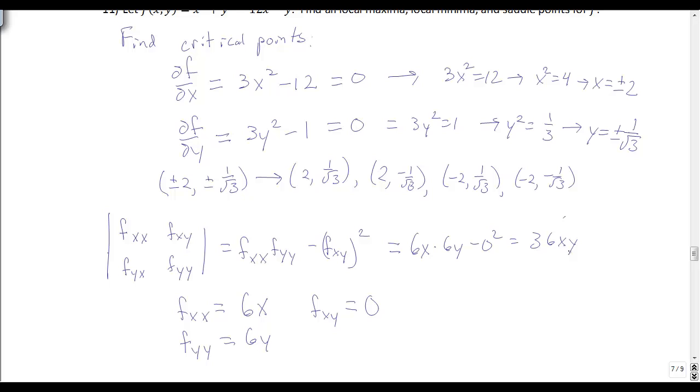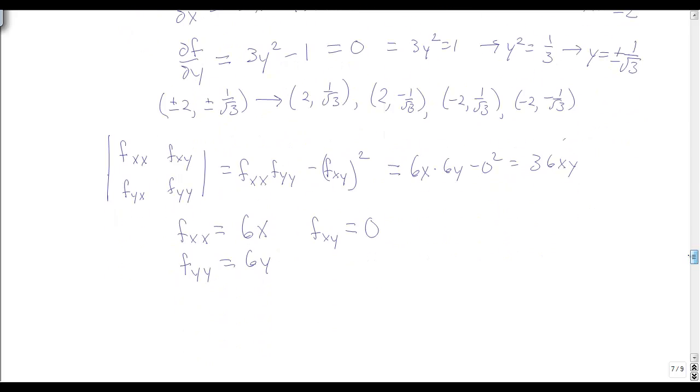This is our discriminant. For a local min or local max, we need this discriminant to be greater than 0, or equal to 0, but then that's a boundary case where we have to figure out something else to do. So if 36xy is less than 0, our critical point is a saddle point. If 36xy is greater than 0, it's either a local min or a local max.